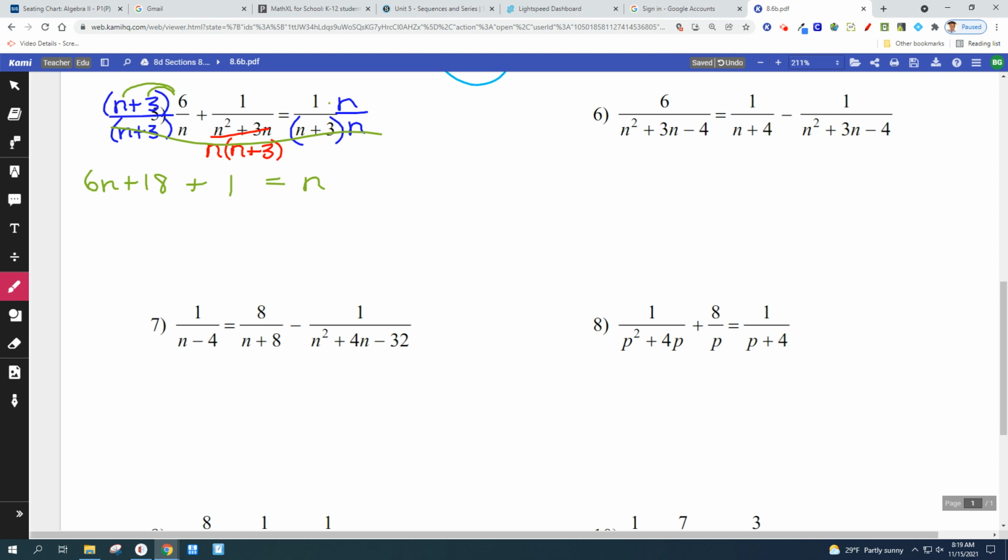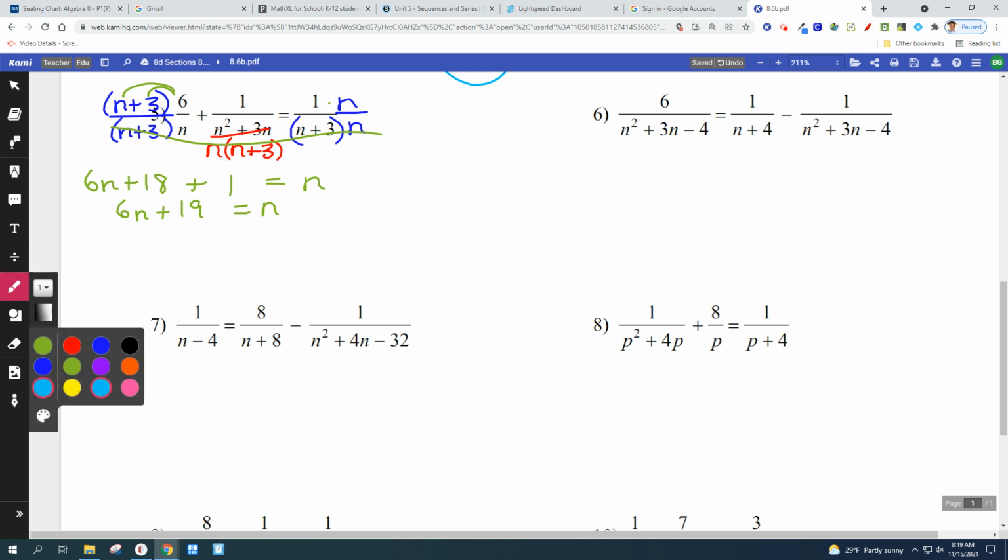So, clean up your like terms. Let's see. I've got 6n plus 19 equals n. We want to get the variable on the other side of the number. So I'm going to subtract this 6n just to get the variable on the other side.